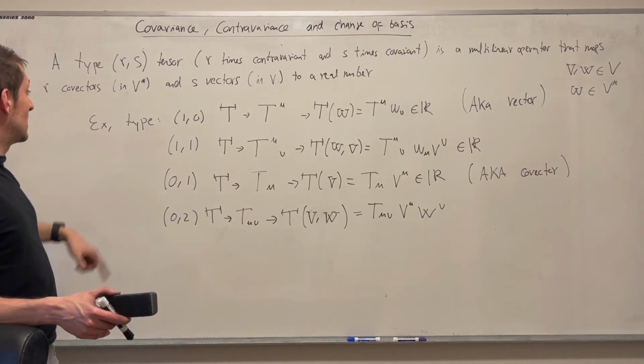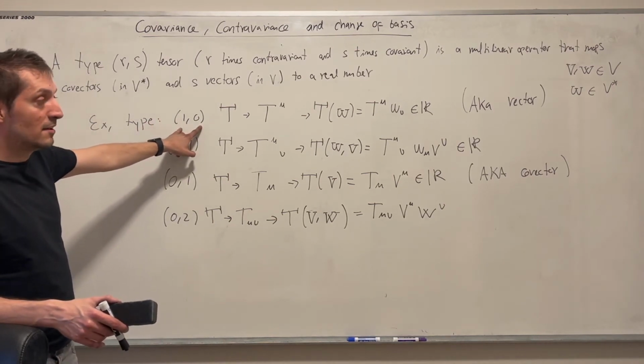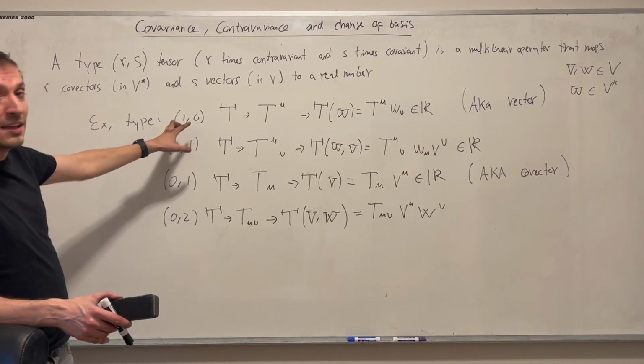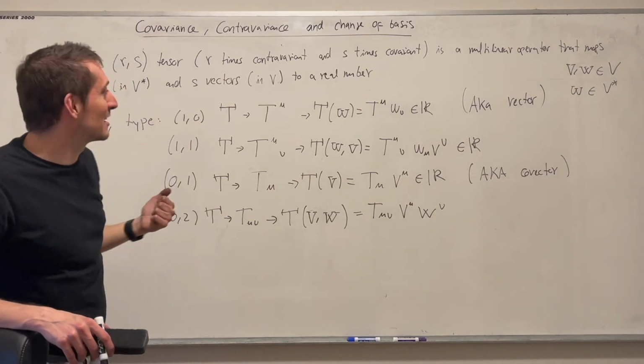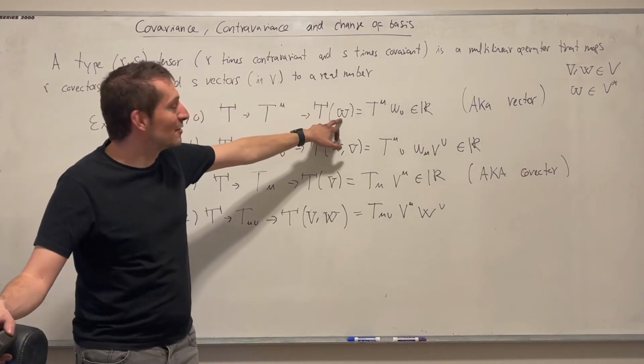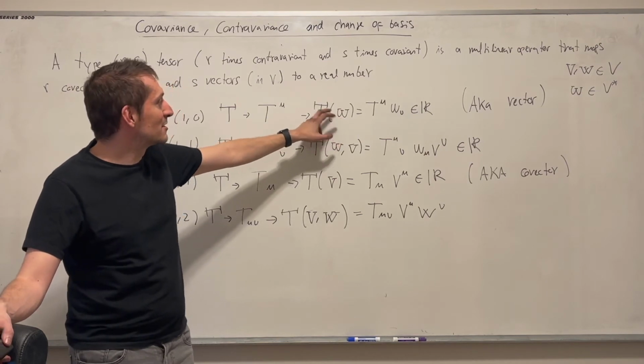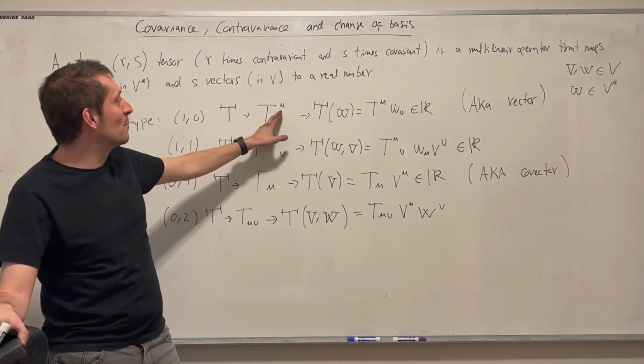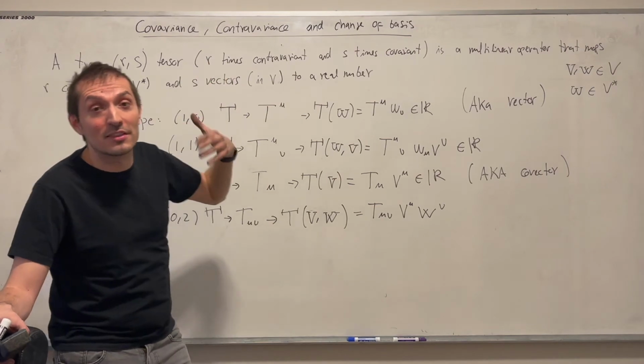Now, to understand with examples, a tensor of type 1,0, which is 1 times contravariant. That's exactly a vector. Vectors are 1 times contravariant. It takes an element of the dual space and returns a real number. So in components, the components have one, look at the pattern of the logic.